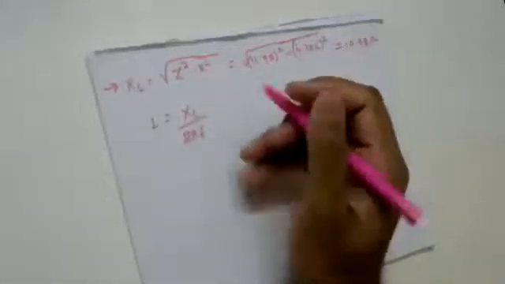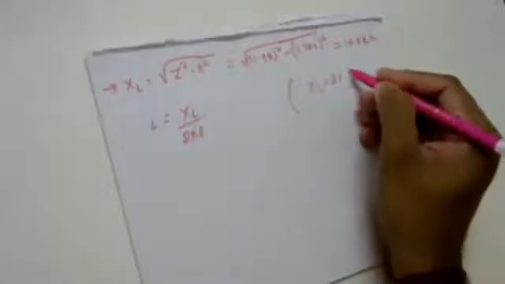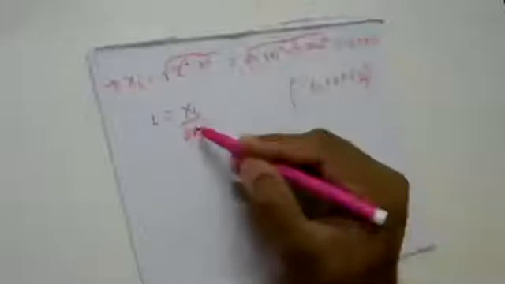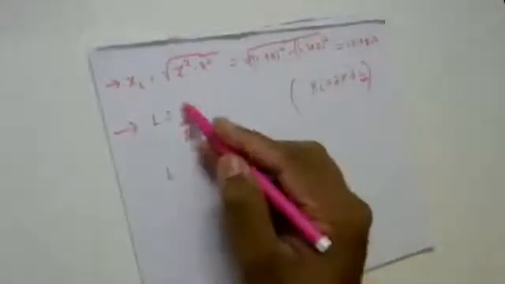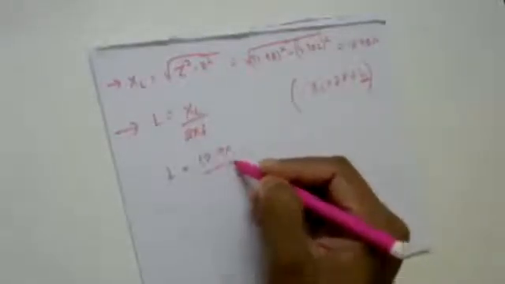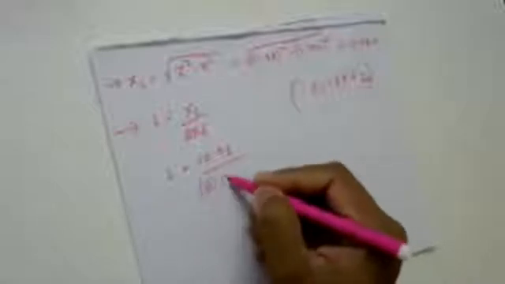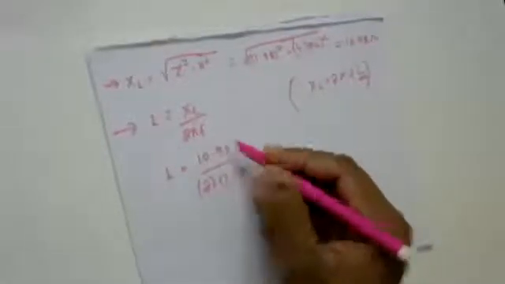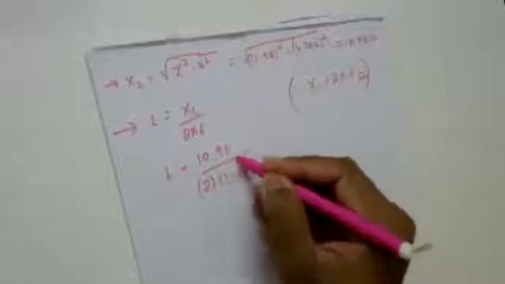XL divided by 2 pi f, because this fundamental definition is known to us. XL is 2 pi FL. If you are writing the equation for L, then it is XL divided by 2 pi f. So from this equation, I am able to write L equals, what's the value of XL? We have computed it as 10.98 divided by 2 pi, where the value of pi is 3.142, into frequency given as 50 hertz.